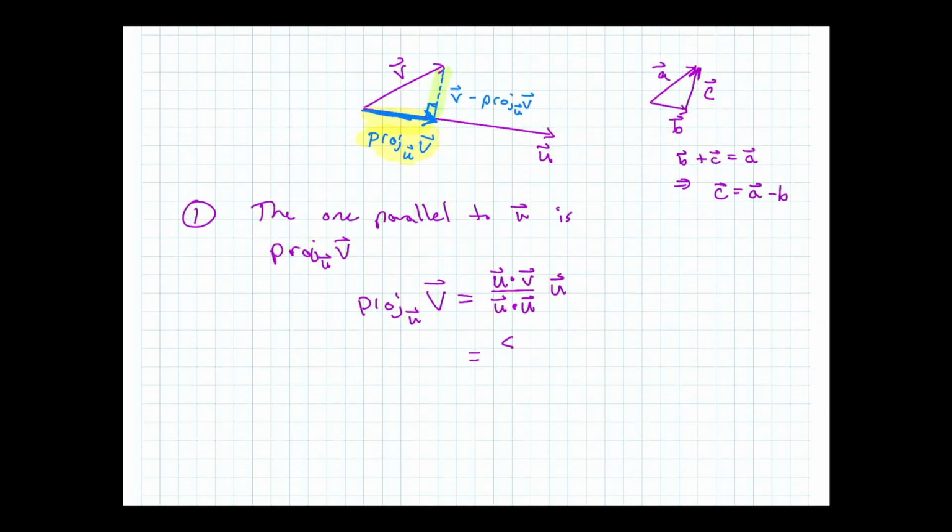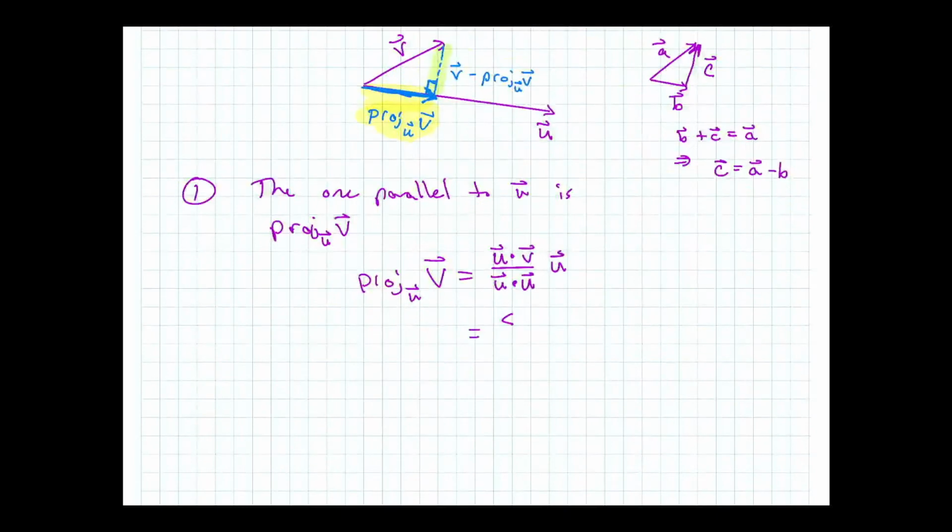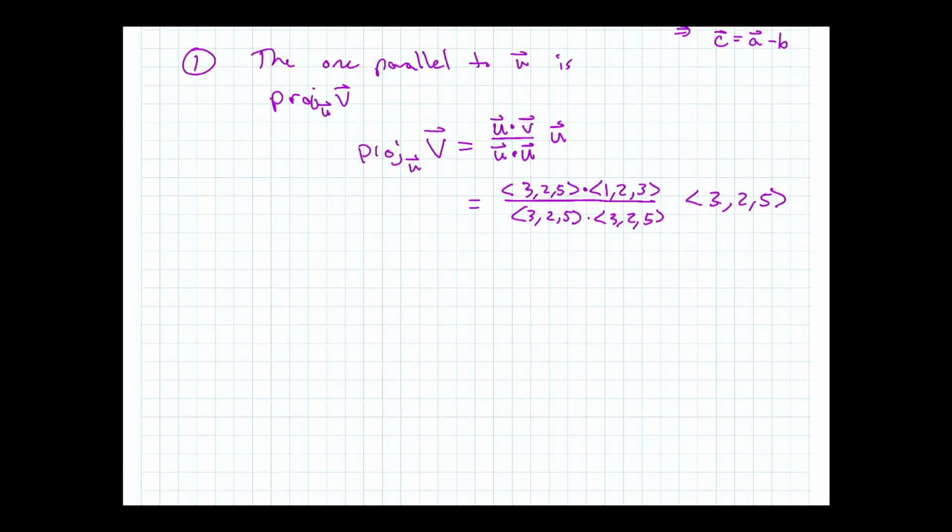So what's u? u is 3, 2, 5. And v was 1, 2, 3, I remember. Okay, so that's the vector projection.